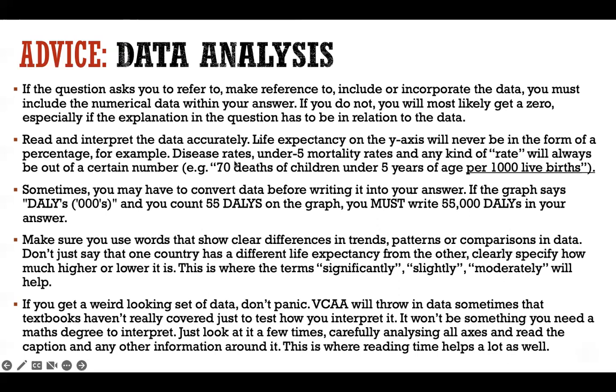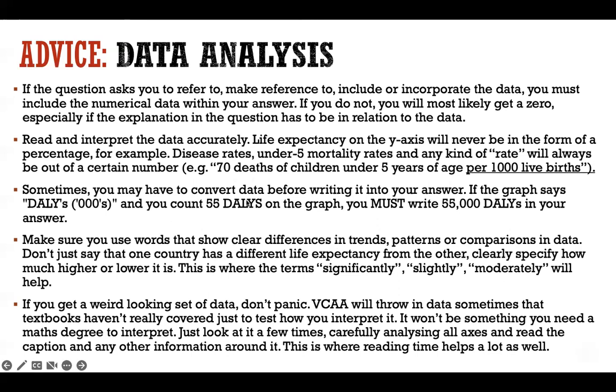Similarly, anything relating to rates, whether that's rates of disease, under 5 mortality rates, maternal mortality rates, any rate will be out of a certain number. So if you just write 70 deaths in your answer, without writing per 1,000 live births, you're automatically going to lose the marks there. You haven't interpreted the data correctly.